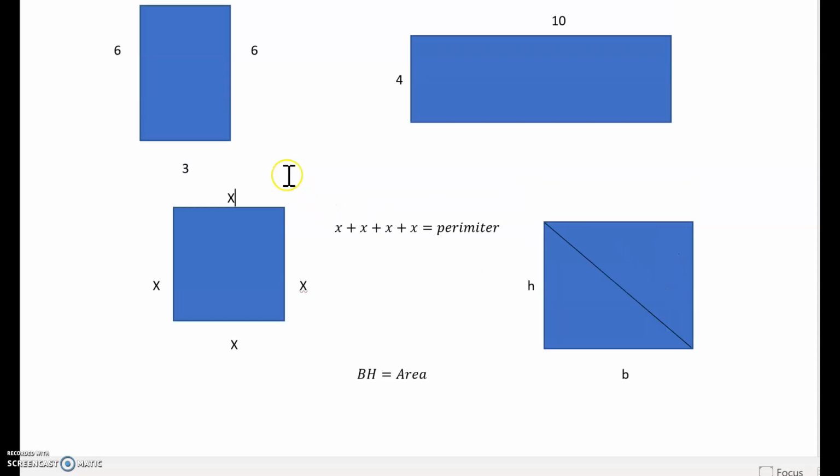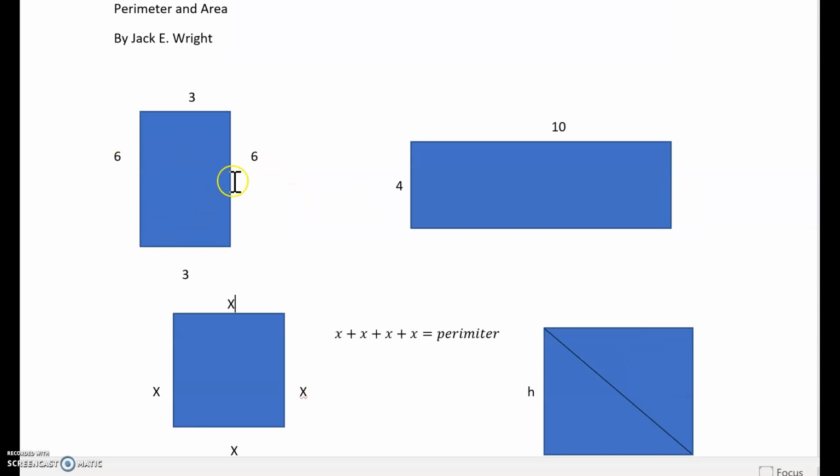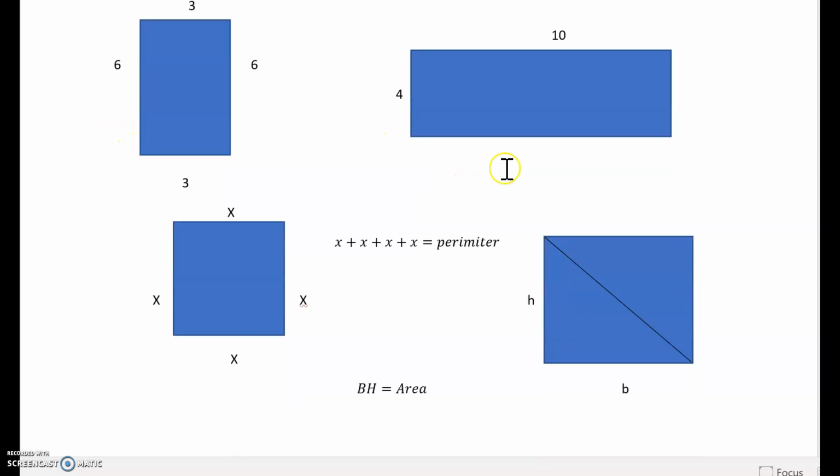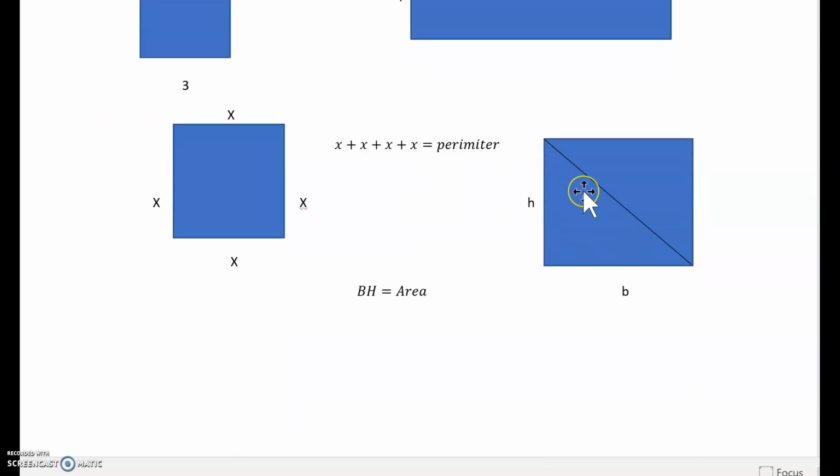So, for our first example, this one right here is perimeter. And also for squares and any other shape, you can cut it in half. If you cut a square in half, you get a triangle. Base times height divided by 2, and you get the area of a triangle.